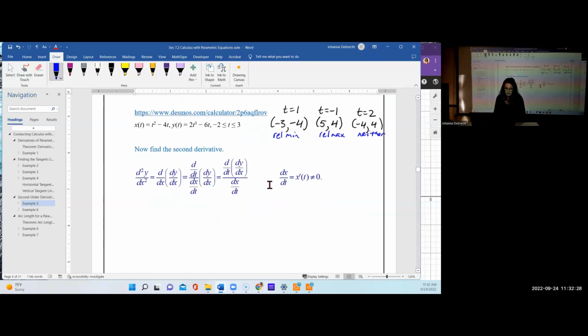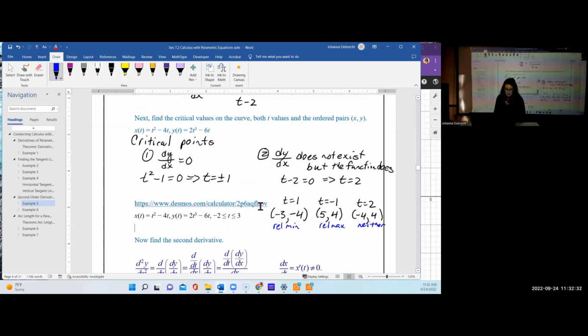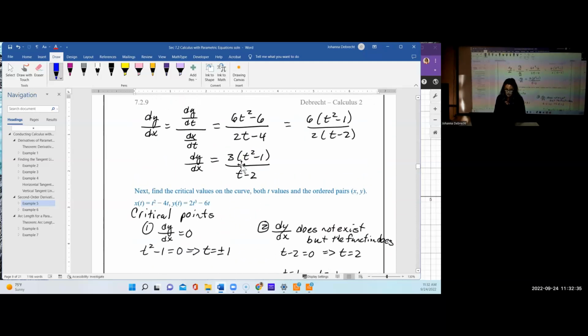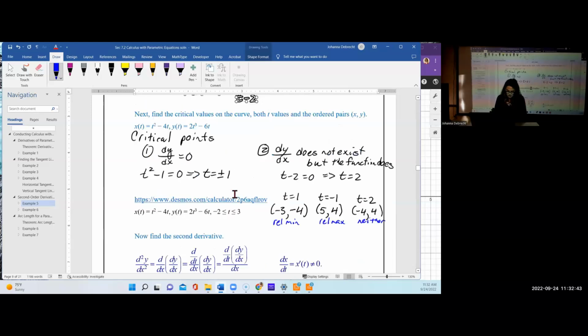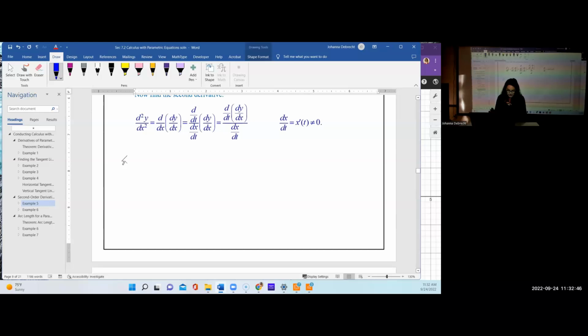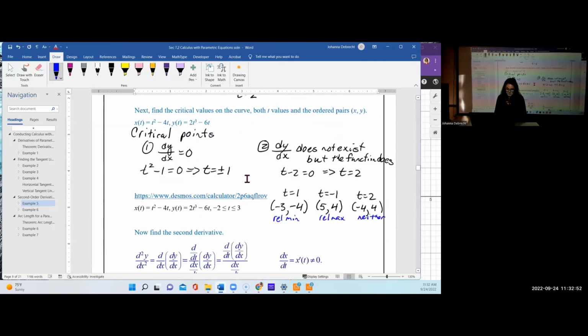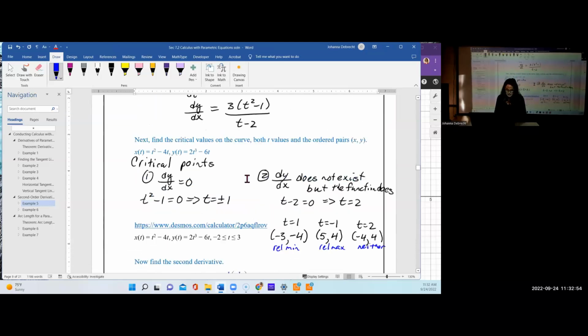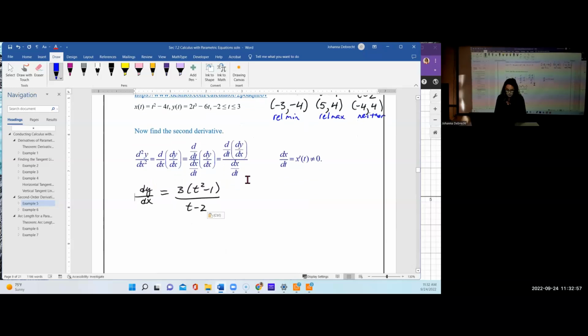Okay, now we want to find the second derivative. Now this is new. This is something we haven't done yet. So remember up here, we found the first derivative. So let's copy off the first derivative, which is here, because we need that first derivative in order to find the second derivative. And we're also going to need dx dt, which was 2t minus 4, but we can see the equation here, so we can do it again.